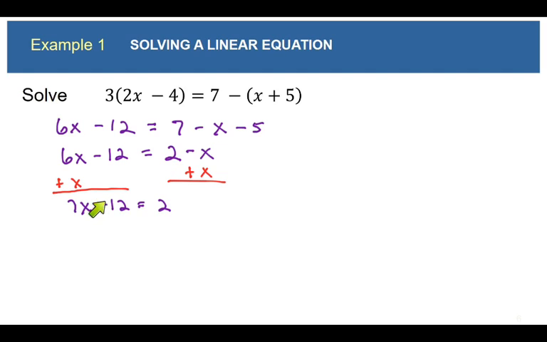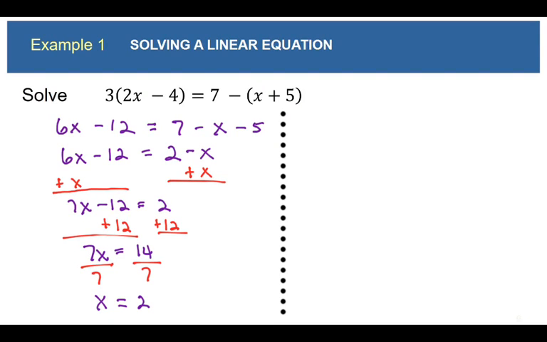And now I want to eliminate the minus 12, so we'll be adding 12 to both sides. That's going to give us 7x equals 14. And now, still trying to isolate the x, I'll need to divide both sides by 7, and that's going to give me x equals 2. So 2 is the solution to our equation.